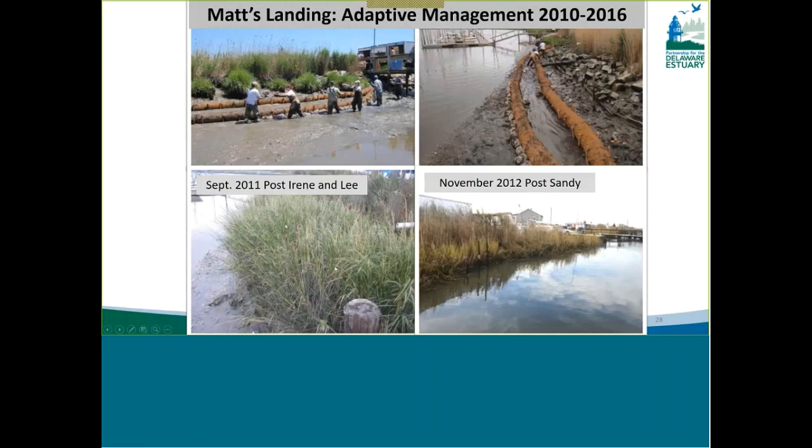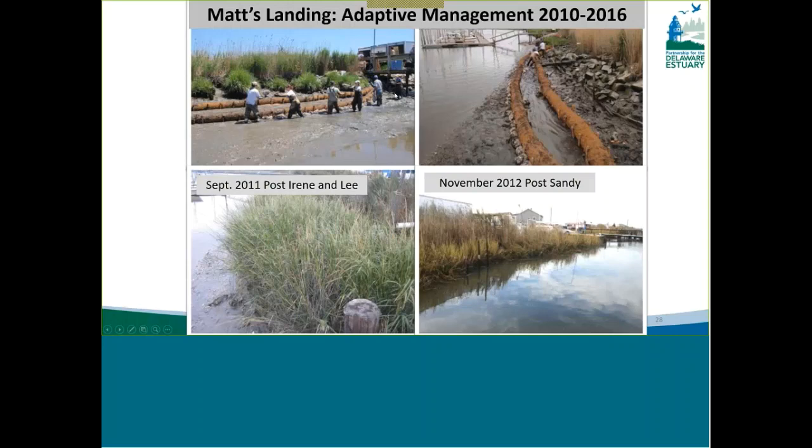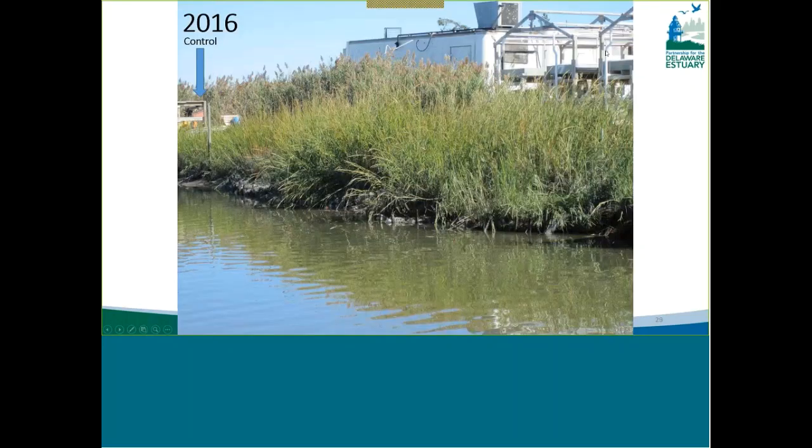2011, post-Irene and Lee, everything doing well. 2012, post-Sandy, everything still doing well. And 2016, here are those crab shedding barns. That's where they ended up putting those in. Still a pretty decent living shoreline. This was all rip-rap back to the phragmites. That's all that was there in 2010, as you can see right here in this picture.